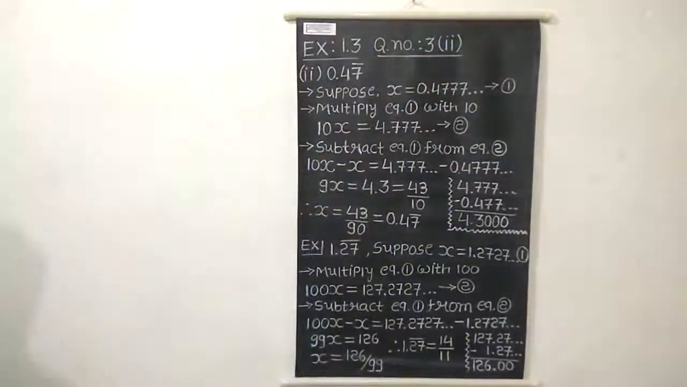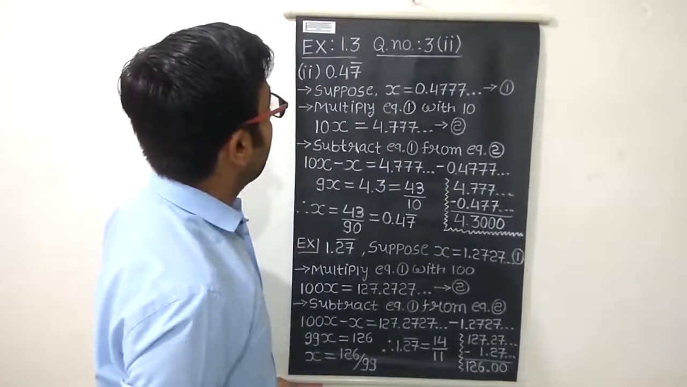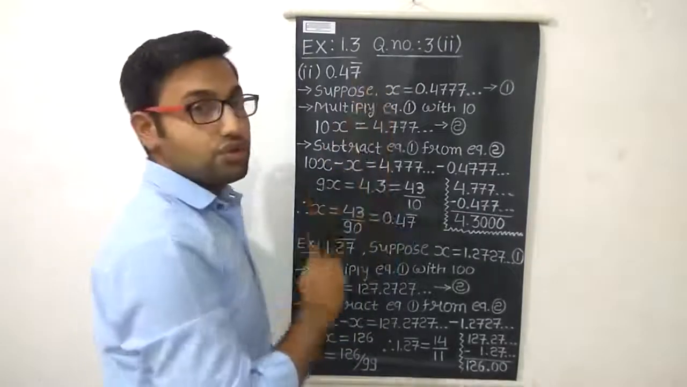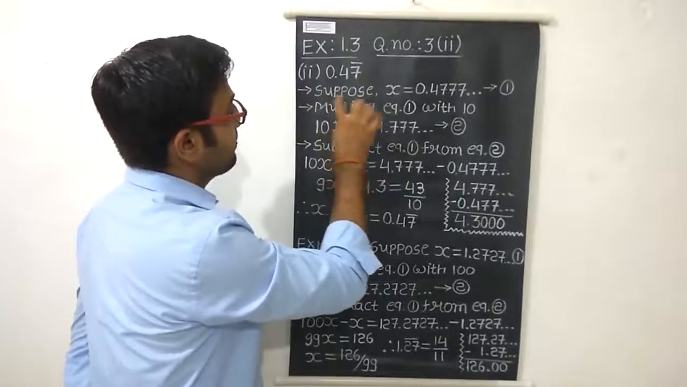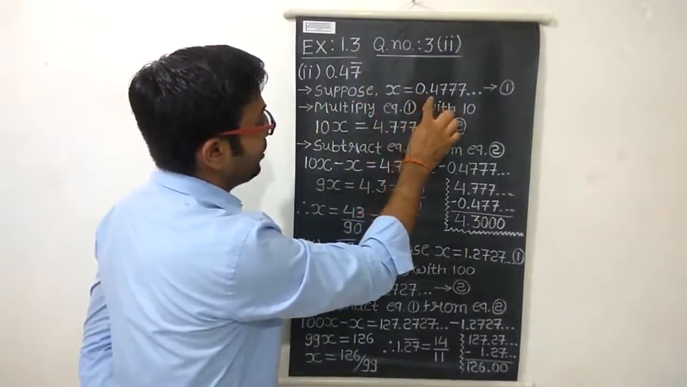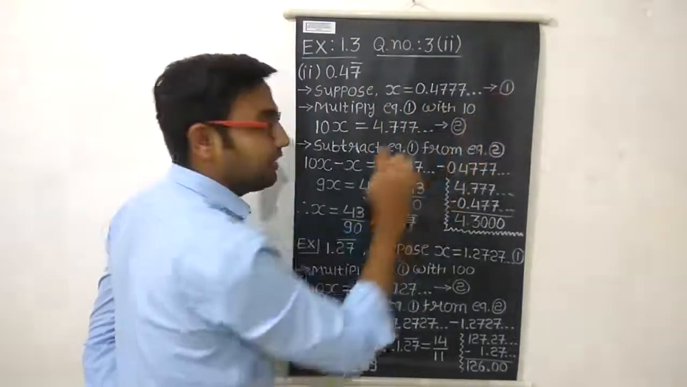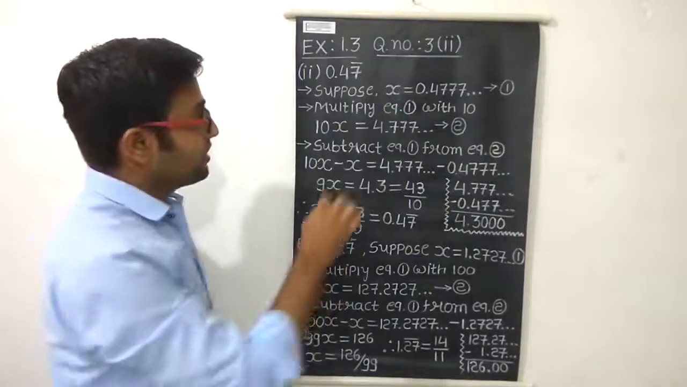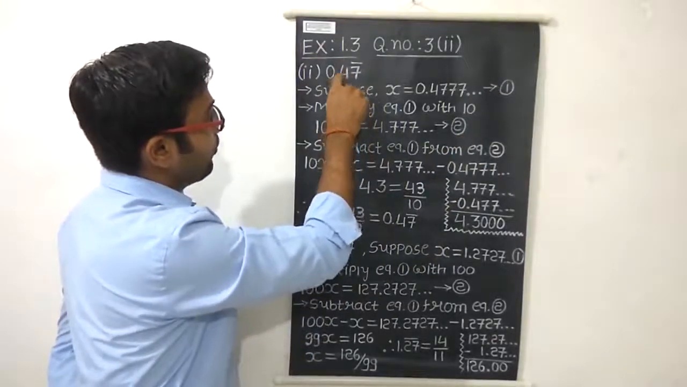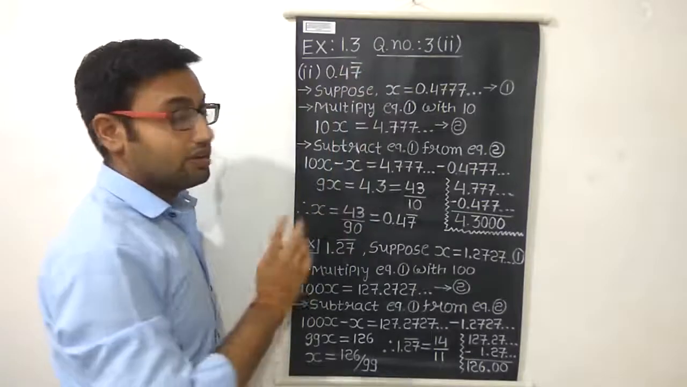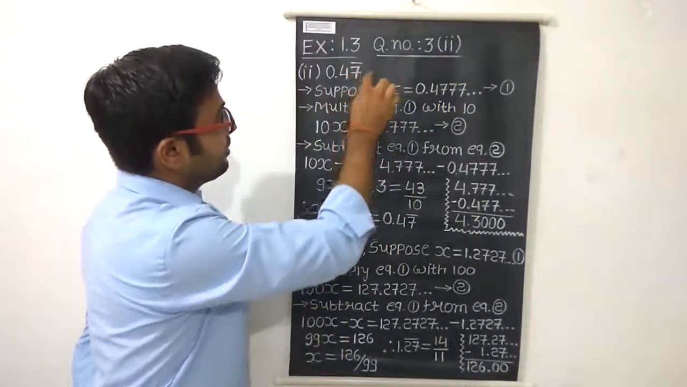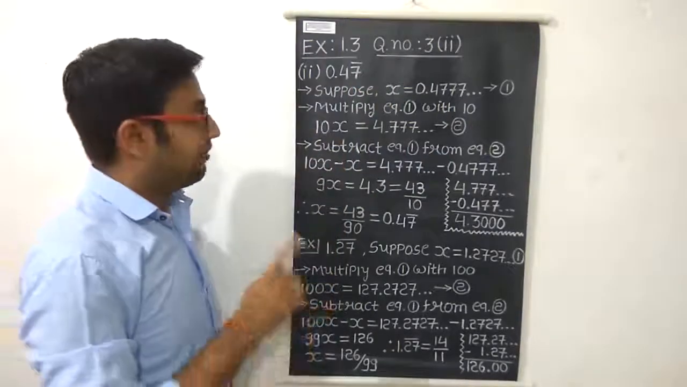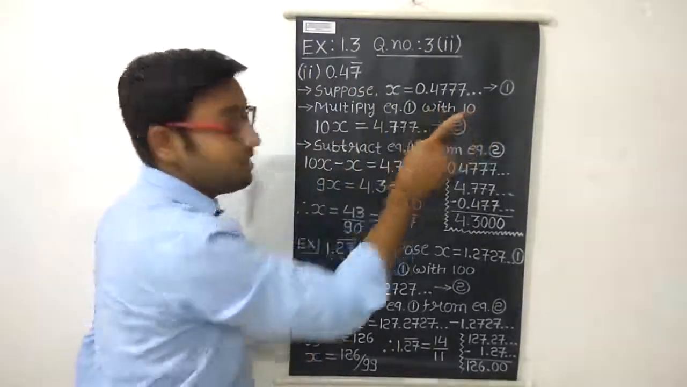0.47 bar. Notice that here we have a bar on only one digit, so only 7 is repeating itself. So now what we have to do, let's suppose x is equal to 0.4777. Give it equation number 1. Notice again there is no bar on the 4, only the bar is on the 7. So 7 is only repeating. Now again the bar is on one digit only, so we have to multiply equation number 1 with 10.